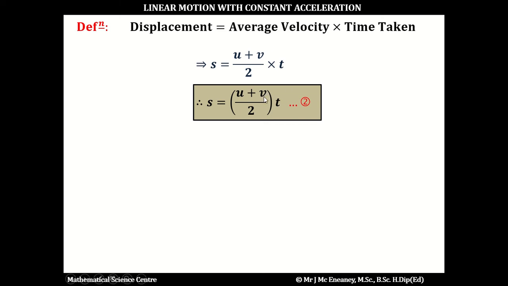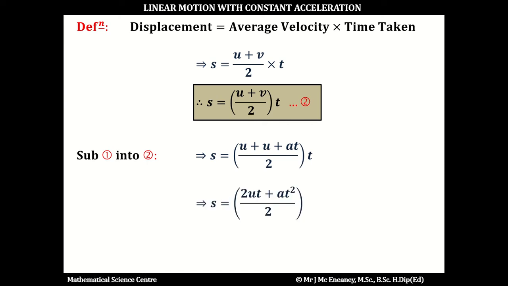Next, we can replace this v with u plus at. In equation number 1, we had v equals u plus at, and we're going to substitute that into equation number 2. So we're just going to replace this v with u plus at. Adding together, you get 2u plus at, and multiplying by t gives (2ut plus at squared) over 2. Now, 2ut divided by 2 is just ut, and at squared divided by 2 is a half at squared. So this means s equals ut plus a half at squared.